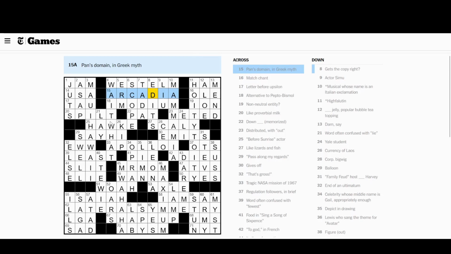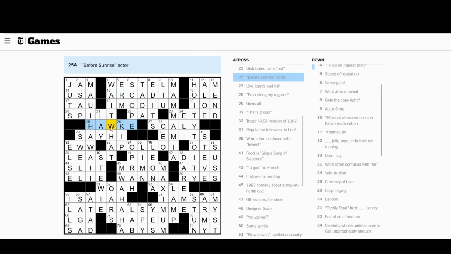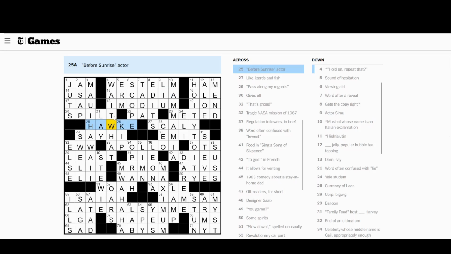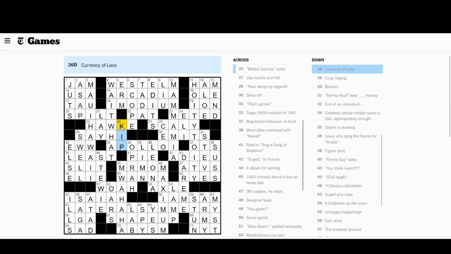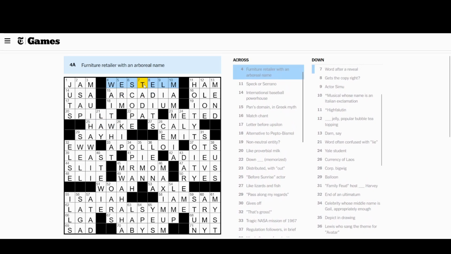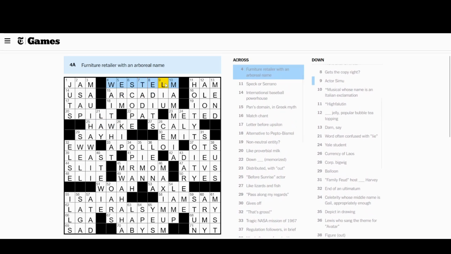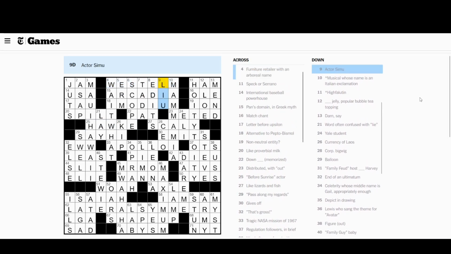I guess maybe not difficult clues, but just some names that I didn't know. Like, I'm awful with actor names. I didn't know Ethan Hawke. And I didn't know what the currency of Laos was. I was just guessing, and I got lucky. I didn't know what West Elm was. And I didn't know what actor Simu's last name was, but I got lucky because it gives you a hint. They're like, okay, it's a tree-related name. I was like, okay, it's got to be Elm.